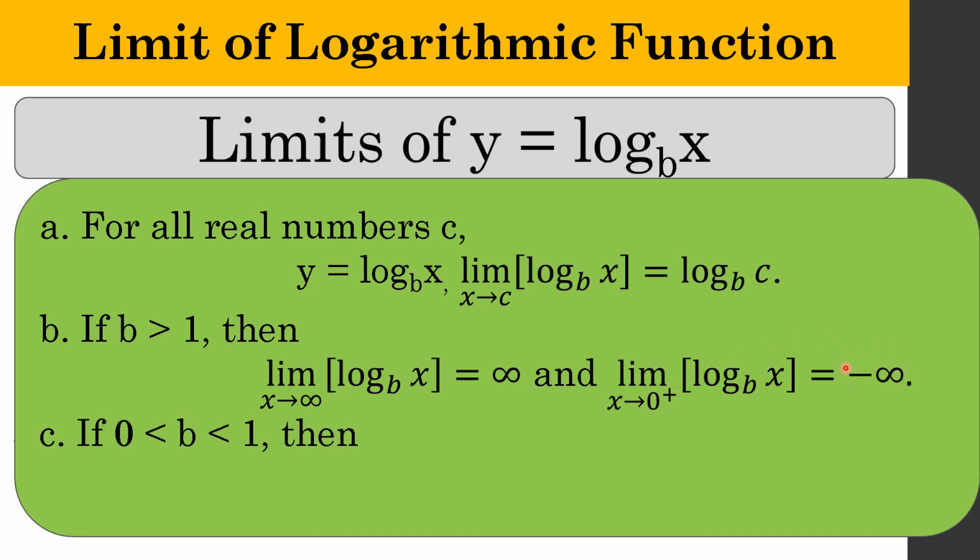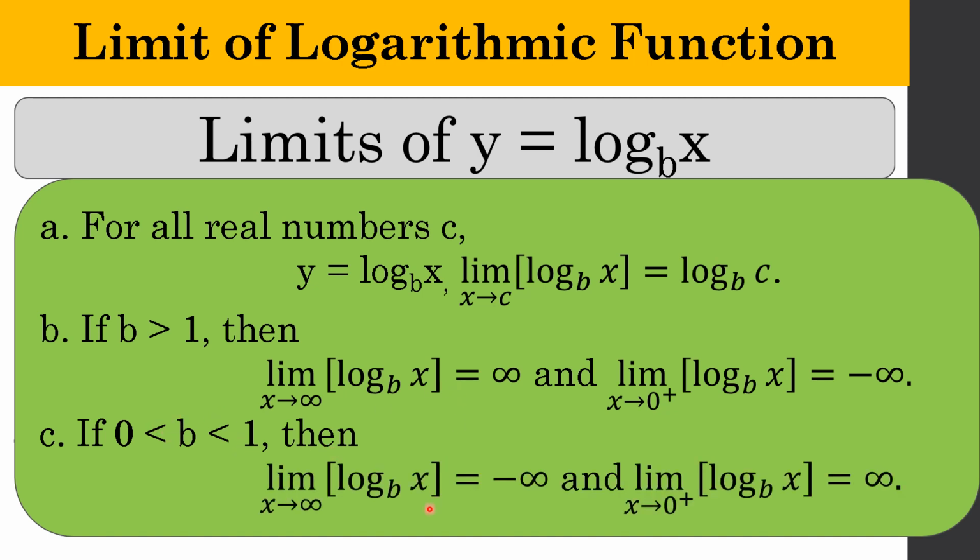And then we have the third theorem. If b is greater than 0 but less than 1, then limit of your function as x approaches positive infinity is equal to negative infinity, and limit of your function as x approaches 0 positive is equal to positive infinity.